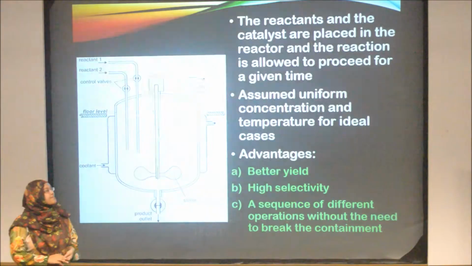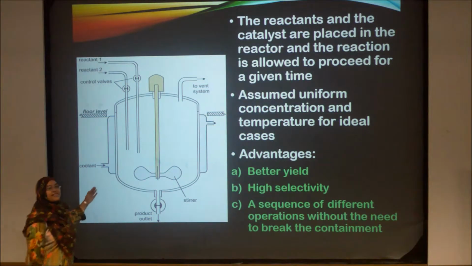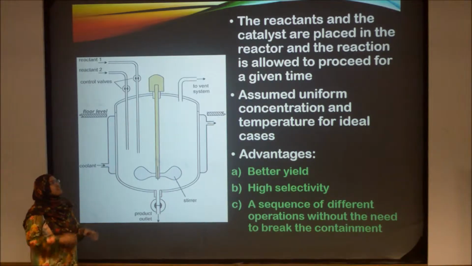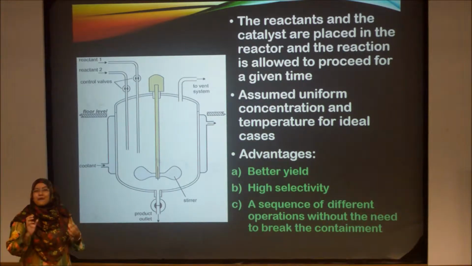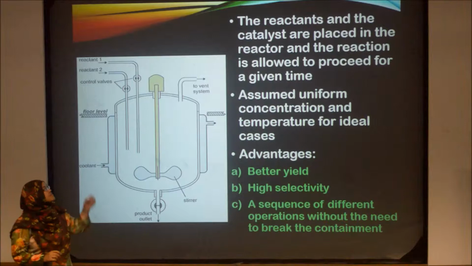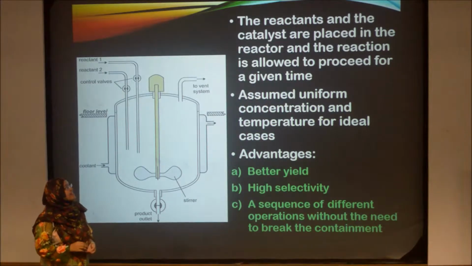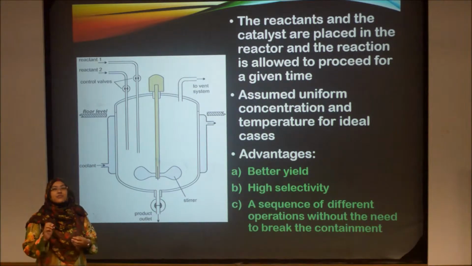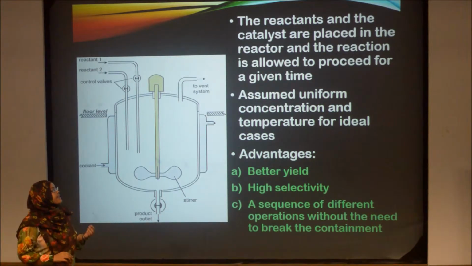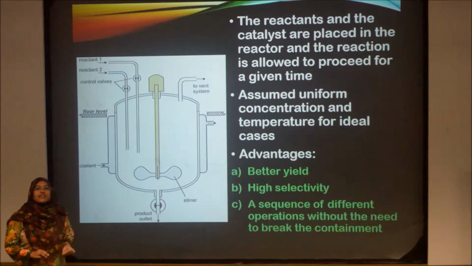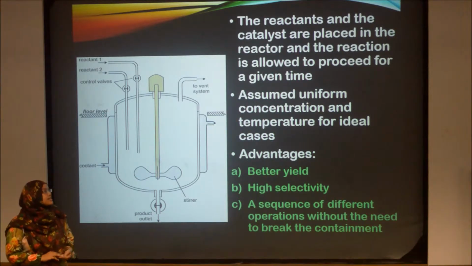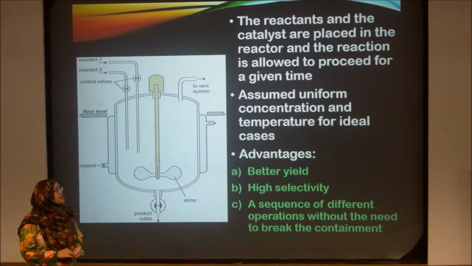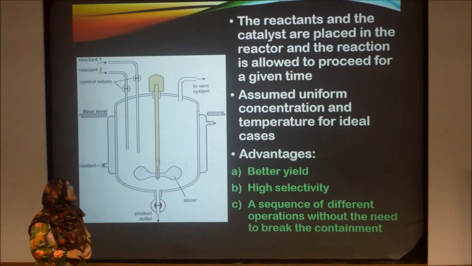Introduction. This is basically the diagram of a batch reactor. So what is actually happening inside the reactor? The reactant and the catalyst are placed inside the reactor for a certain time to produce a product. In this experiment, we have to make a few assumptions, which are uniform concentration and temperature of ideal gases.